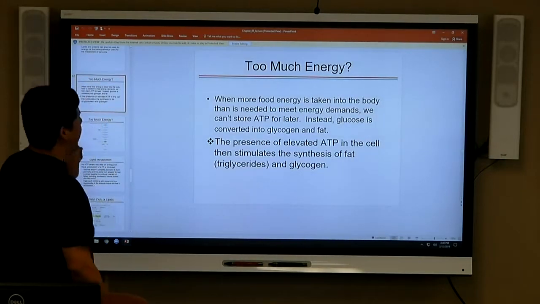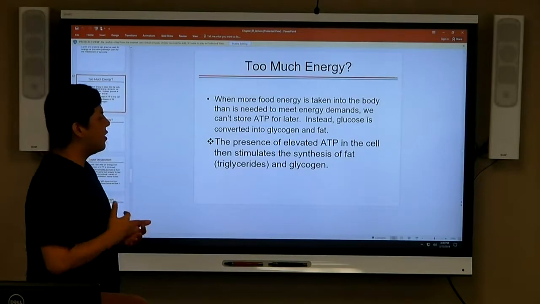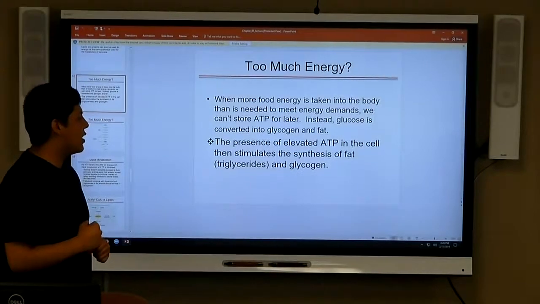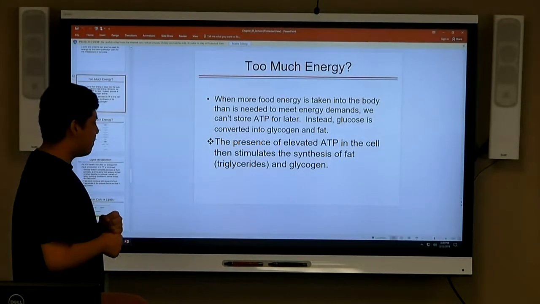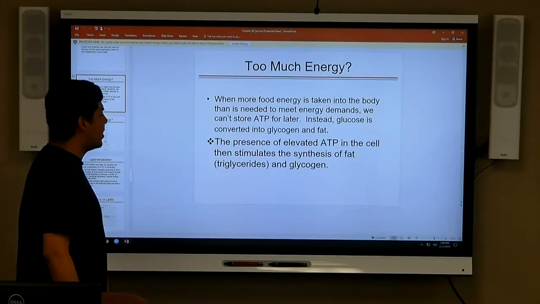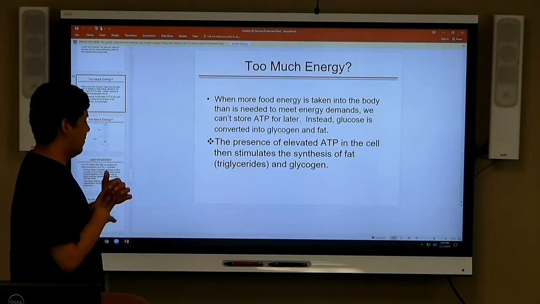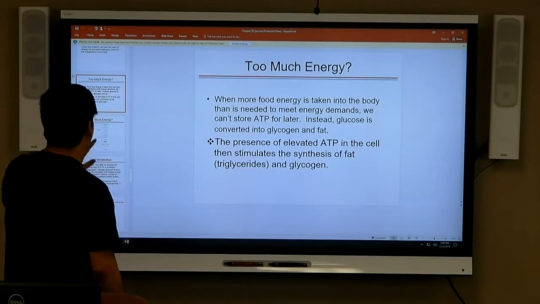Too much energy. When more food energy is taken into the body than is needed to meet energy demands, we can't store ATP for later. Instead, glucose is converted to glycogen and fat. The presence of elevated ATP in the cell then stimulates the synthesis of fat, triglycerides, and glycogen.